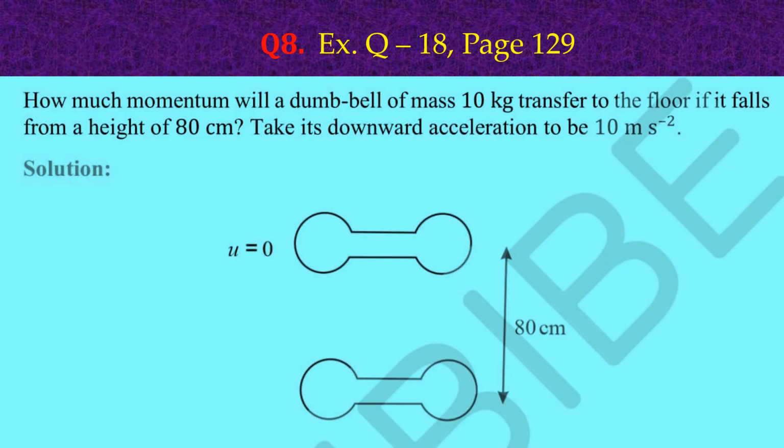Let's see the last question in the textual exercise, exercise question number 18. How much momentum will a dumbbell of mass 10 kg transfer to the floor if it falls from a height of 80 cm? Take its downward acceleration to be 10 meter per second square. It is given as a picture here. You can see the dumbbell in the picture and it is falling downward from a height of 80 centimeter.